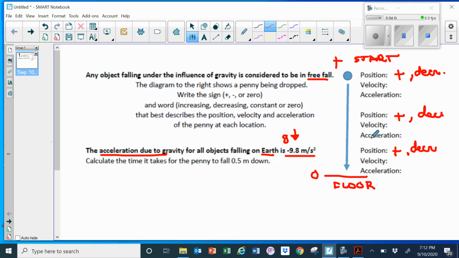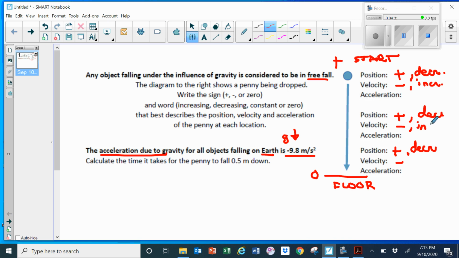Okay, so the velocity, since it's accelerating downward, the velocity of the thing has to be negative because it's going in a negative direction. Okay, it's going in a negative direction, and the velocity is going to be increasing because the penny is accelerating on its fall.